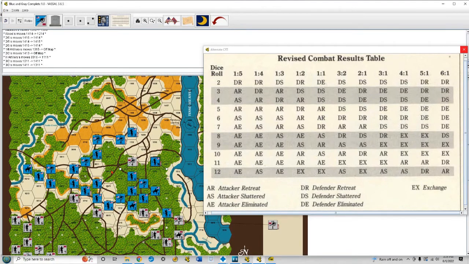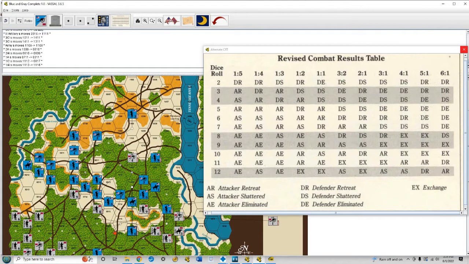Artillery has a 3-hex range. With line of sight, they can fire on anywhere within 3 hexes. 1, 2, 3. Let's just put a 3-hex limit. Let's get these out of the way.